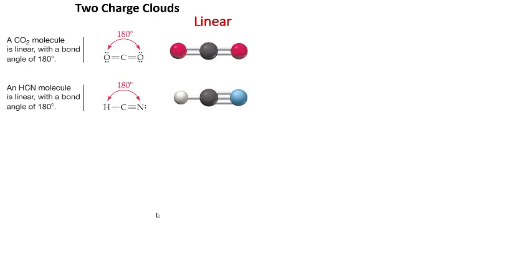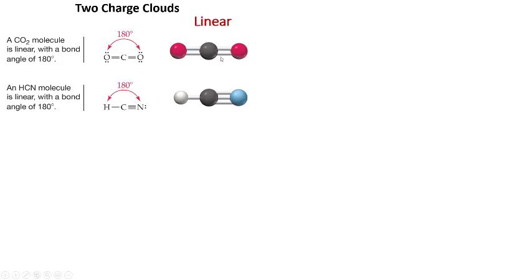We can see here, for example, we have carbon dioxide, and then we have cyanic acid here, a hydrogen and a cyanide. We can see that all of these are taking this linear formation, and they have two charge clouds. What that means is that you have two different regions of electron density. There are no lone pairs around this central atom, just two sections of bonds. So even though this is a double bond, that's still a single charge cloud.